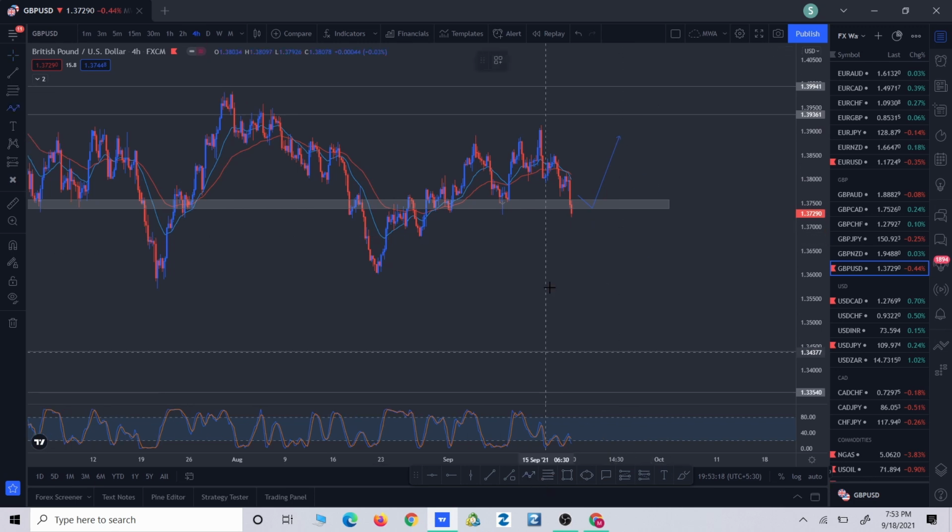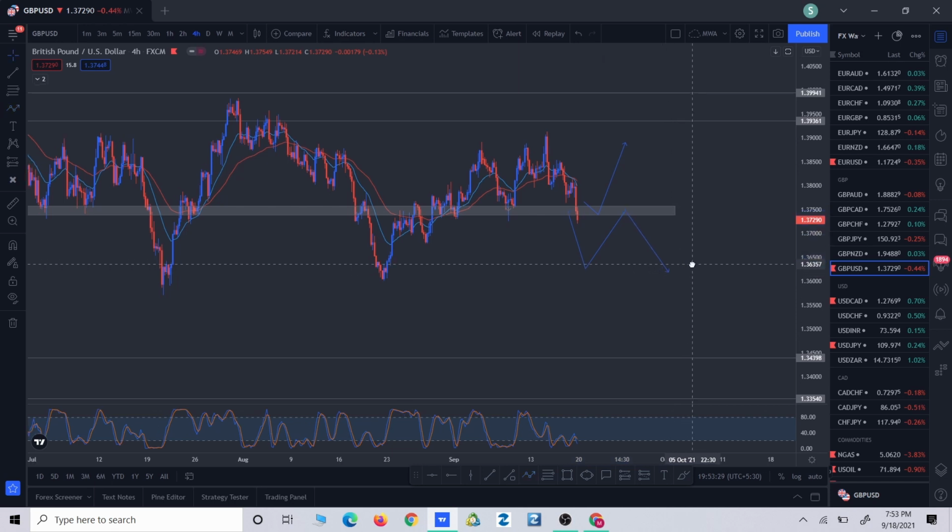And if that doesn't happen and the price breaks and closes below this low, then we can wait for a pullback into the recent broken zone, and then look for some kind of indications to go short in this market. So these are the two possible scenarios that we can focus on the 4-hour chart on GBPUSD.